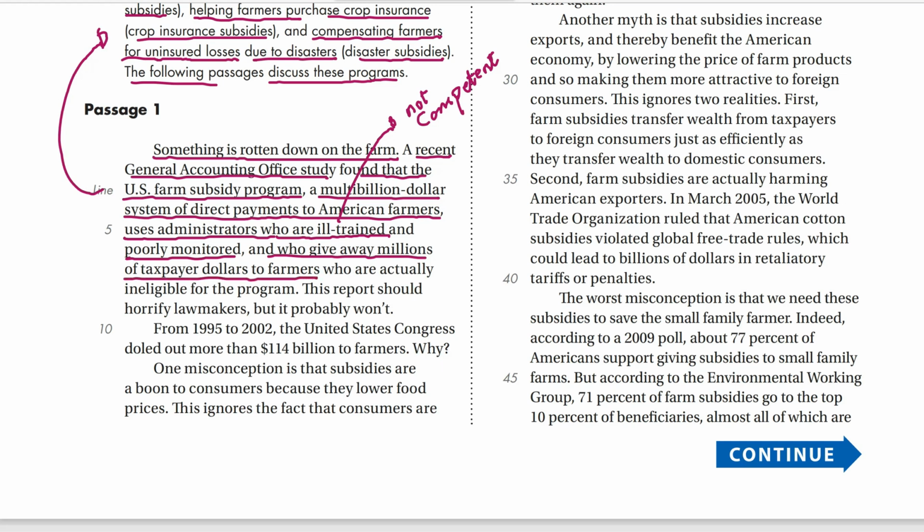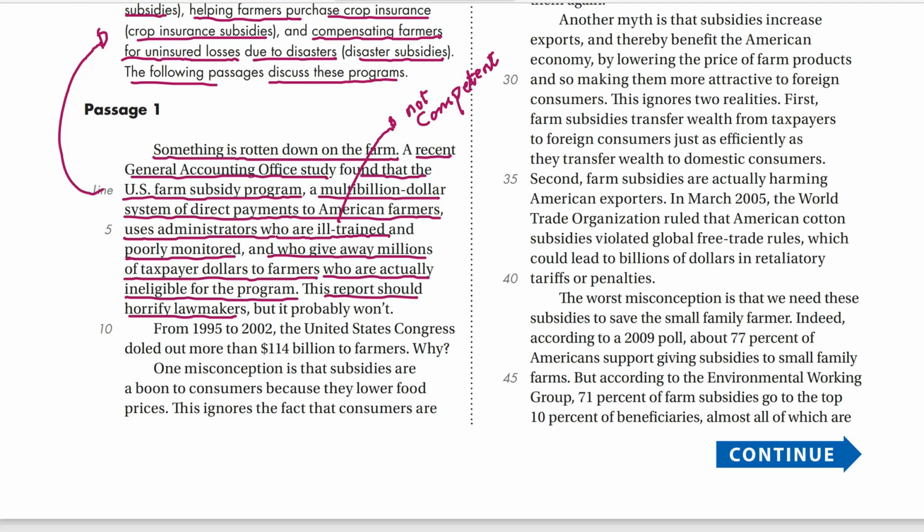Give away, that's very negative. They are, guys, wasting millions of taxpayer dollars on farmers who are actually ineligible for the program. As if they give the money, that subsidy, to farmers who are ineligible. And what does ineligible mean? It means they don't deserve that grant, that subsidy or that program. This report should horrify lawmakers.